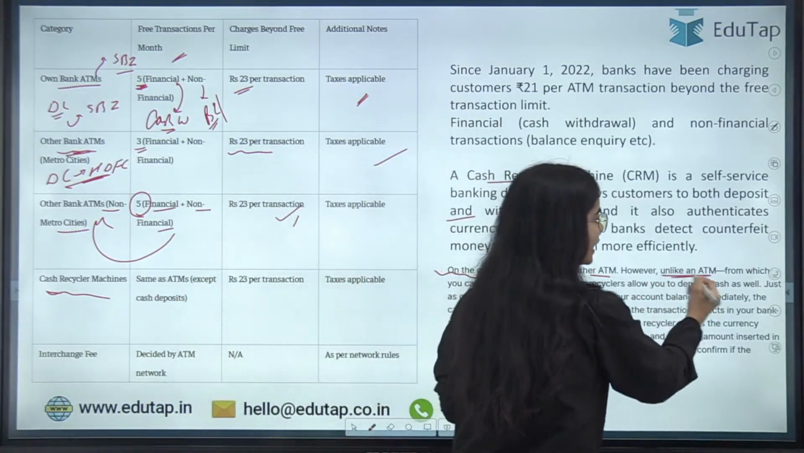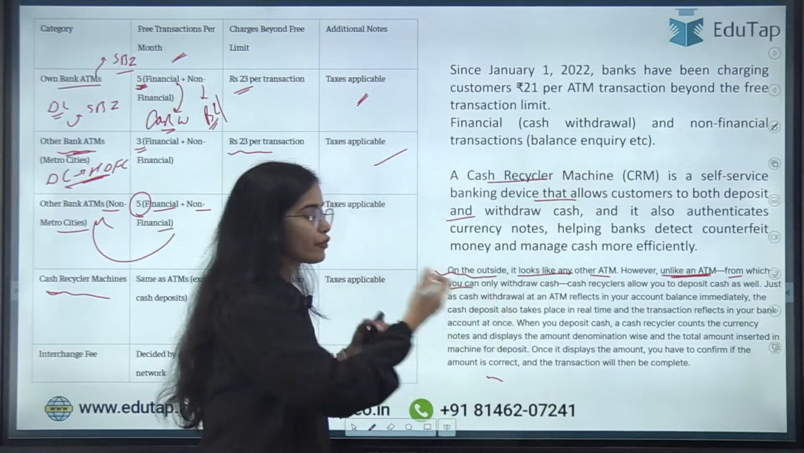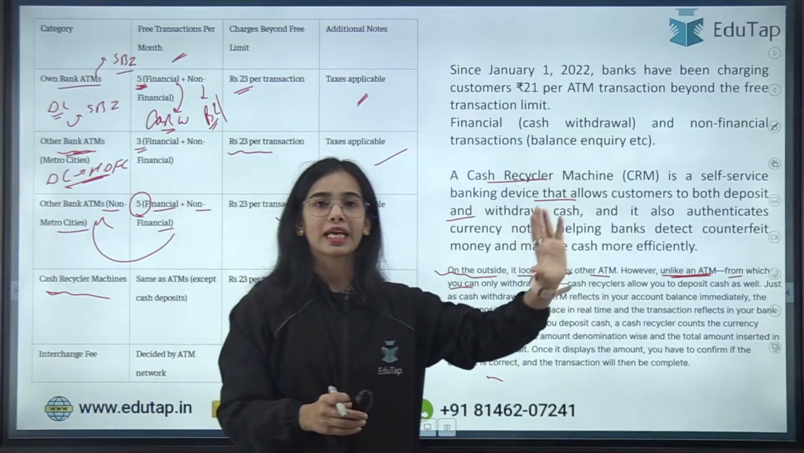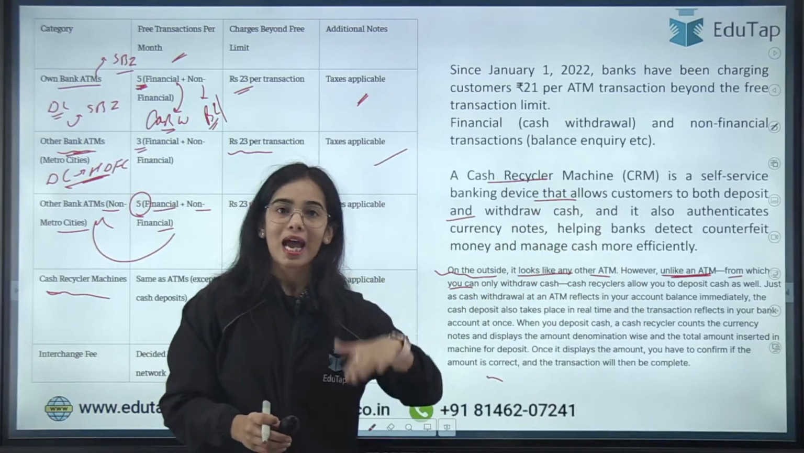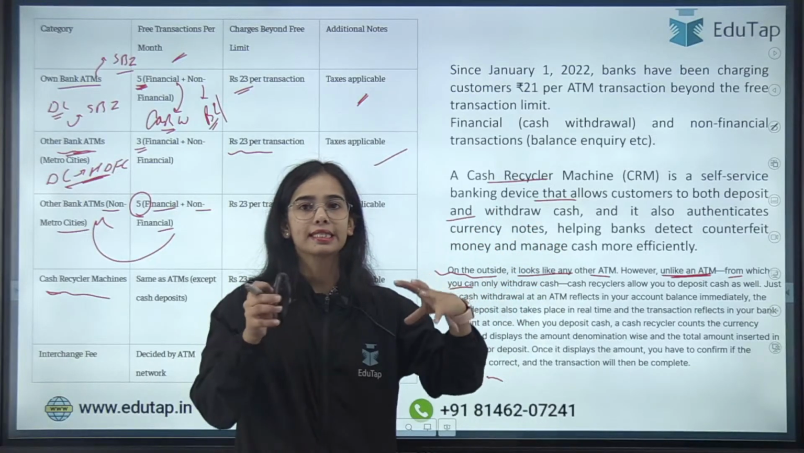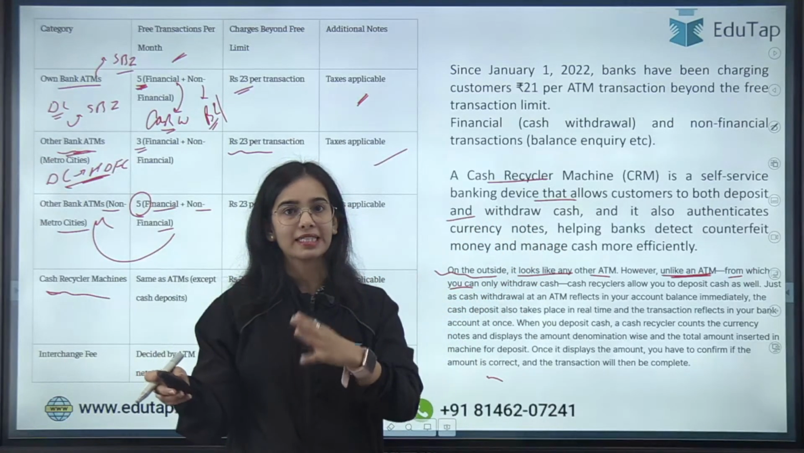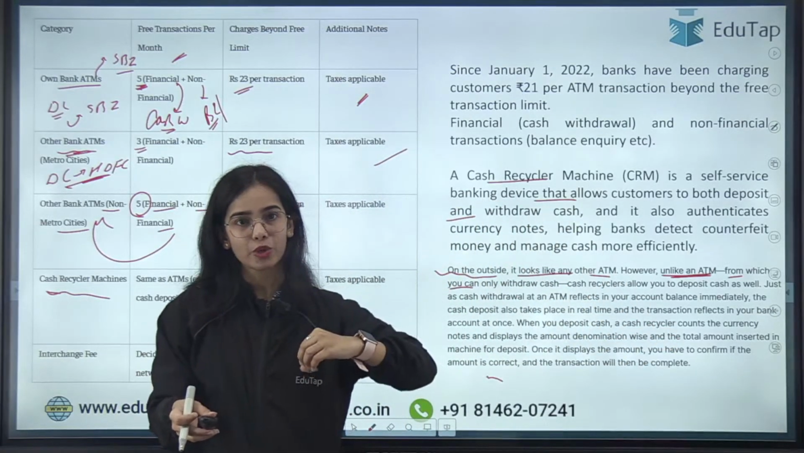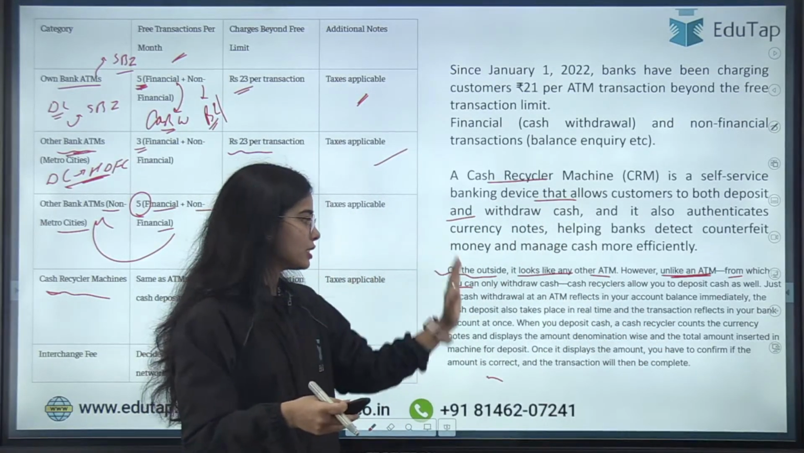However, unlike an ATM from which you can only withdraw cash, in the cash recycler machine you can withdraw the cash as well as make deposits also. Okay, so the cash recycler machine is a self-service banking device that provides various services like taking deposits and providing withdrawals. Okay, so this is the idea.